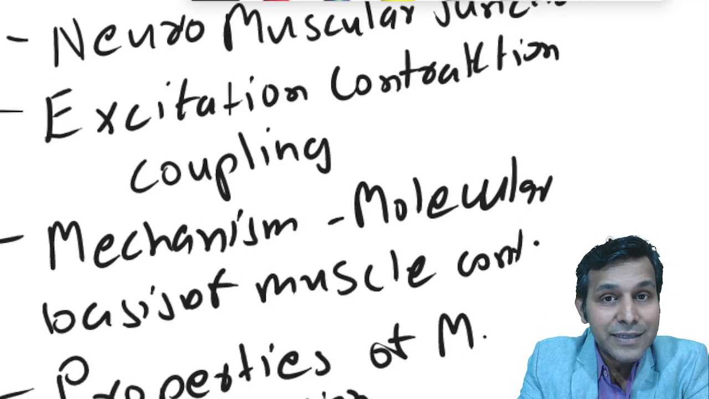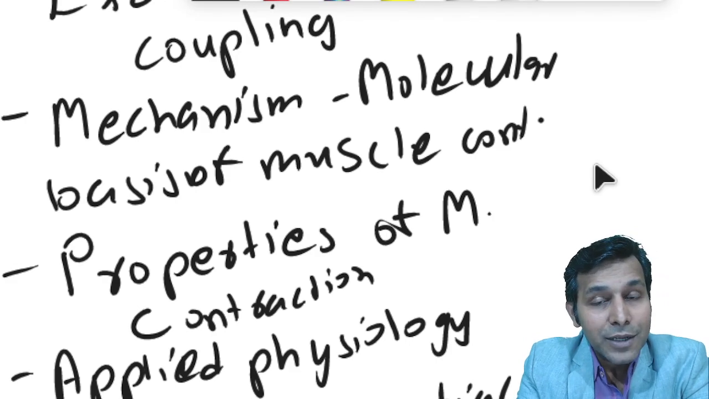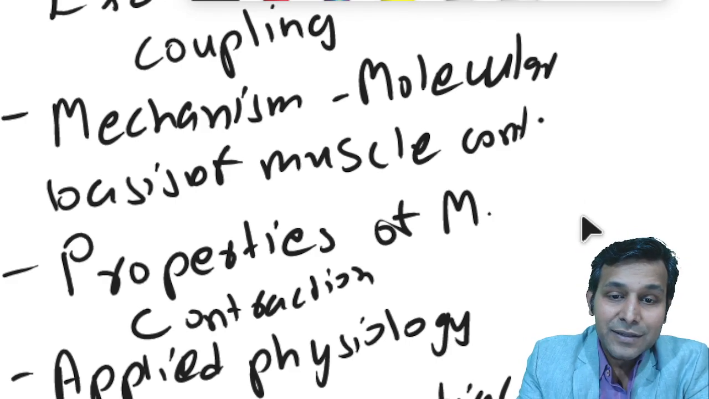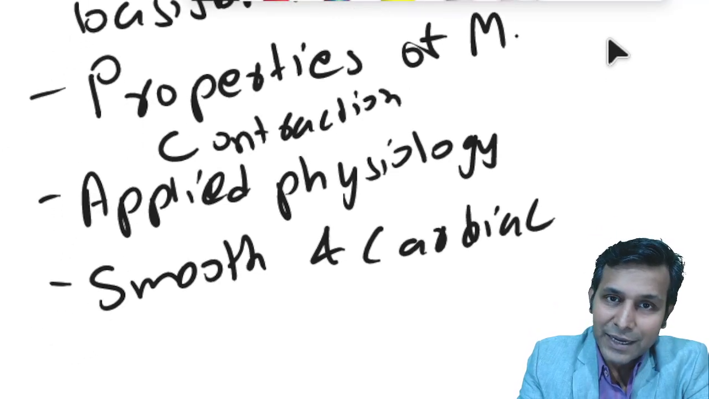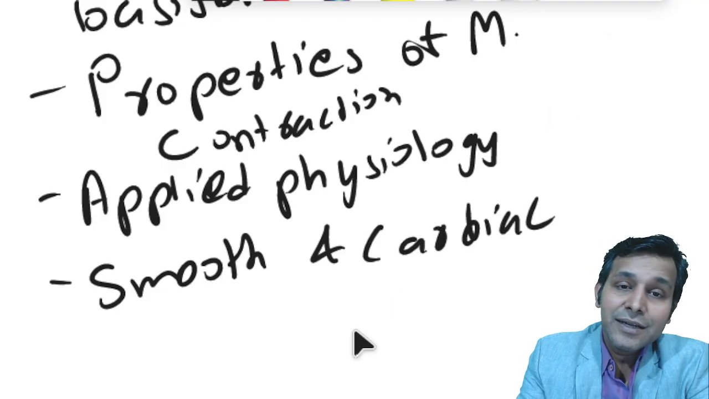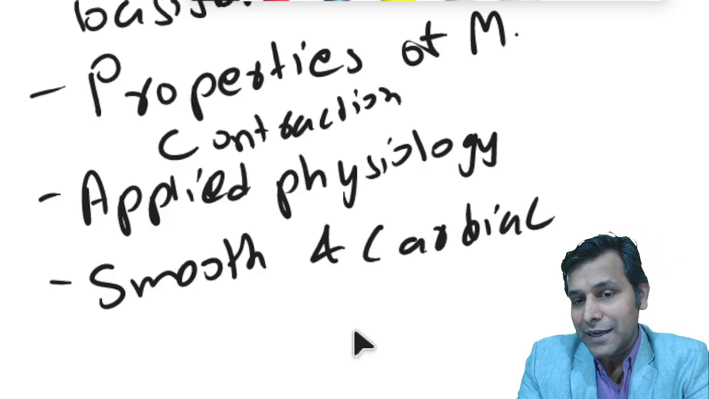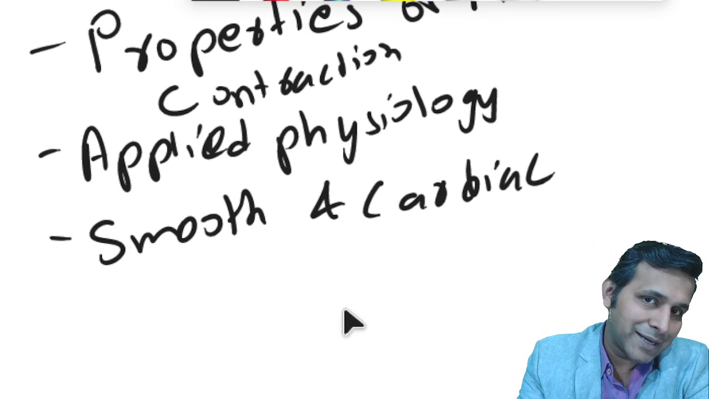So we'll be discussing excitation contraction coupling. Later on we'll be discussing the molecular basis of muscle contraction, then certain properties of muscle contraction, applied physiology of the nerve muscle system, and various mechanisms which are involved in smooth muscle contraction and cardiac muscle contraction.